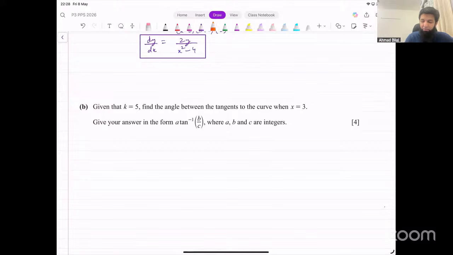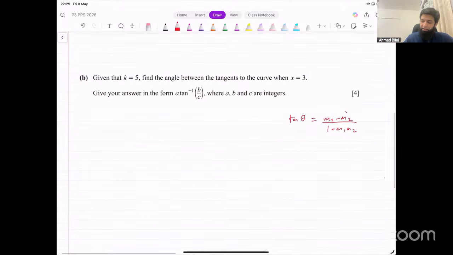How do you find the angle between any two lines? Remember the formula that you do in paper 1: M1 minus M2 divided by 1 plus M1 M2. That's the formula that you can use here. Angle between two lines is given by tan theta equals M1 minus M2 divided by 1 plus M1 times M2. Now, what you need for that is the gradient of the two tangents.